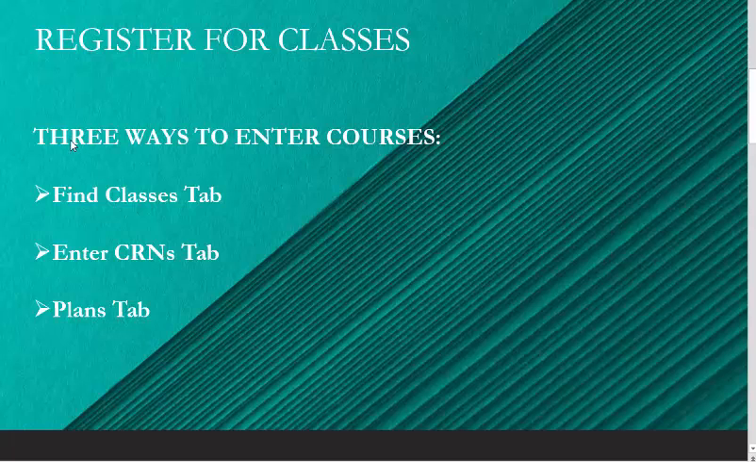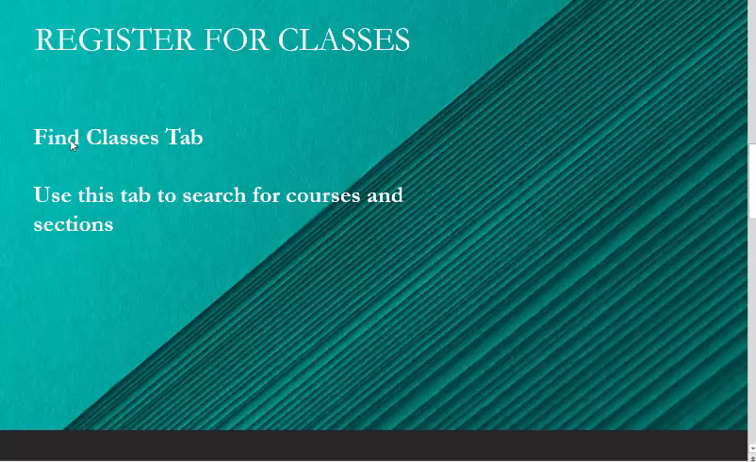So the first one we're going to look at is the Find Classes tab. Again, this is if you have no idea what course number, what section, or what times courses are, you can use this feature to find the courses and to add them to your plan.